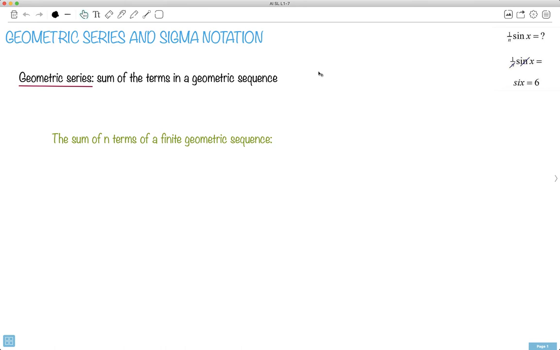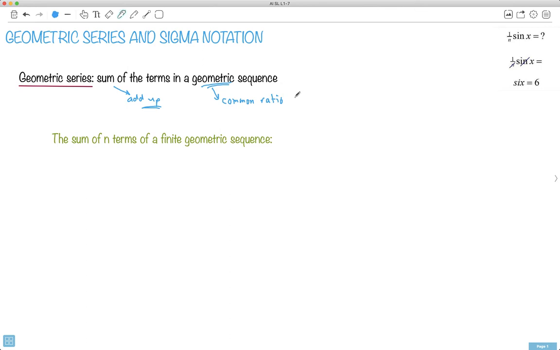So do you remember what a series is? A series is a sum of the terms, right? And what does that mean for a sum? It means just add. You add up all the terms in a geometric sequence. What does it mean to be geometric? Remember what geometric means? It means common ratio, which means you're always multiplying by the same number.